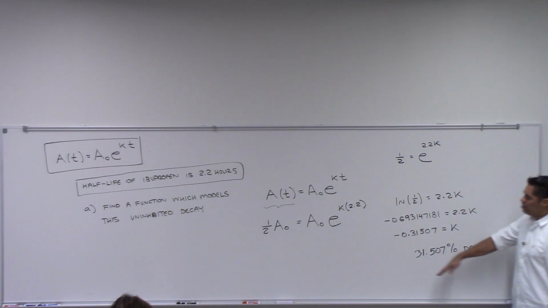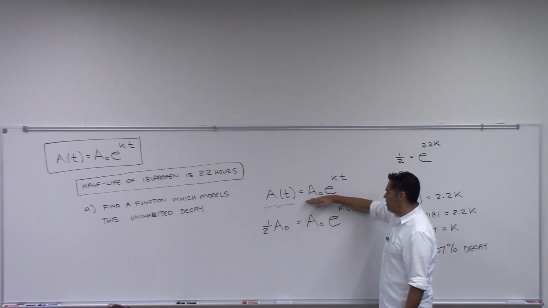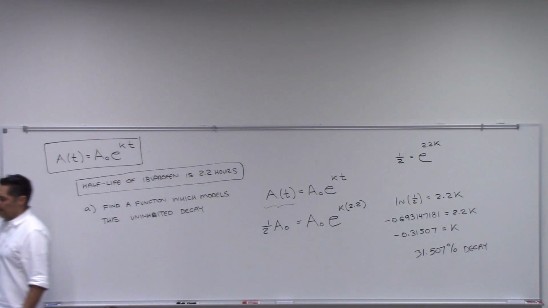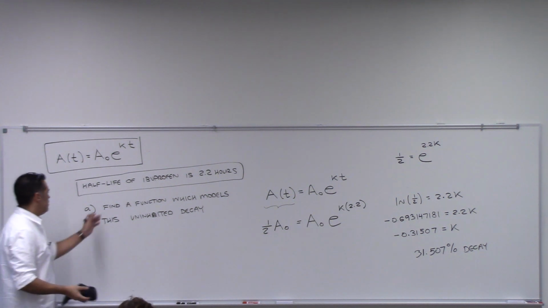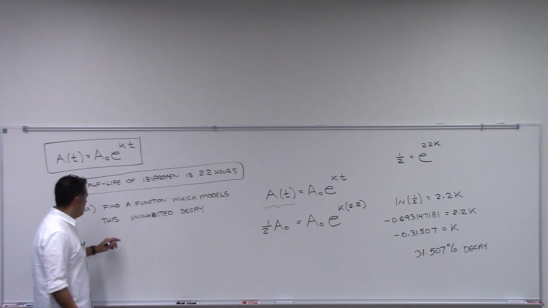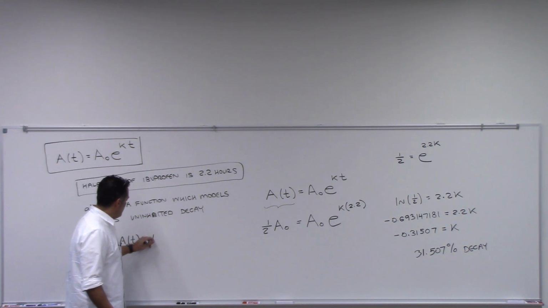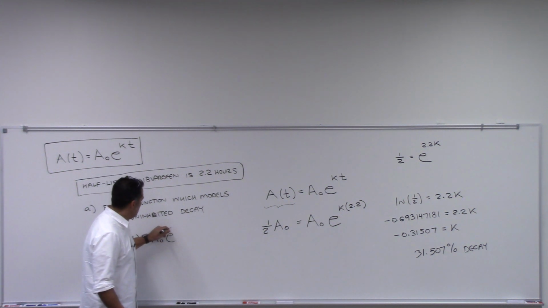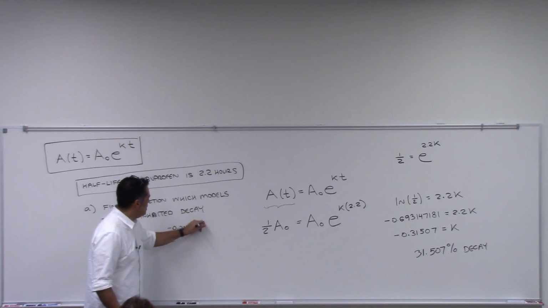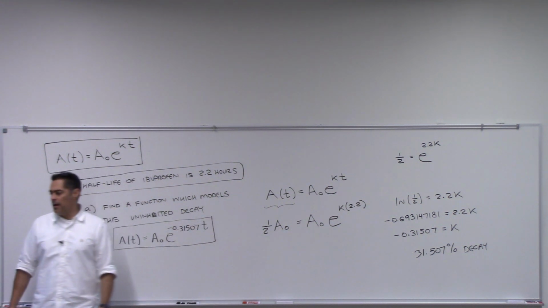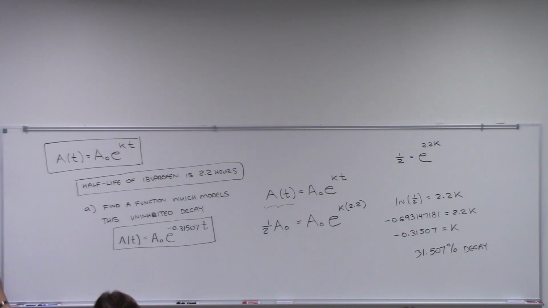Okay, so I initially said I don't know anything about this formula other than this, but now I know what k is. So let's rewrite the function. To answer this question, find a function which models this. The function is A of t equals a naught. I still don't know what that is. e to the negative 0.31507t. There it is. That is my exponential decay model for ibuprofen.